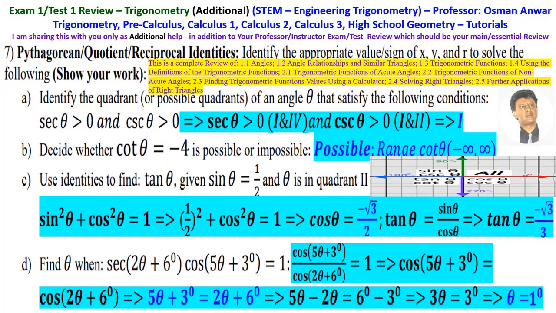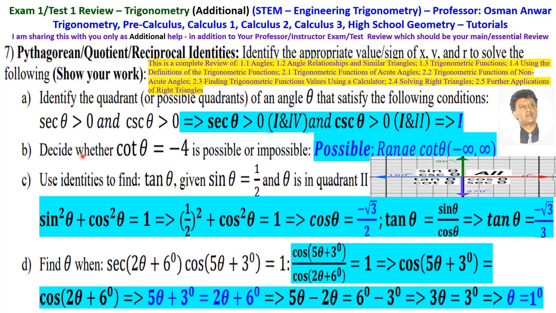Number 7 is Pythagorean quotient and reciprocal identity. A, if sec theta is positive, greater than 0, and cosec theta is positive, greater than 0, what is the angle that satisfies these two conditions? Okay. So sec theta is positive in the fourth quadrant and first quadrant. Cosec theta is positive in the first quadrant and second quadrant. Then these two conditions are true only in the first quadrant.